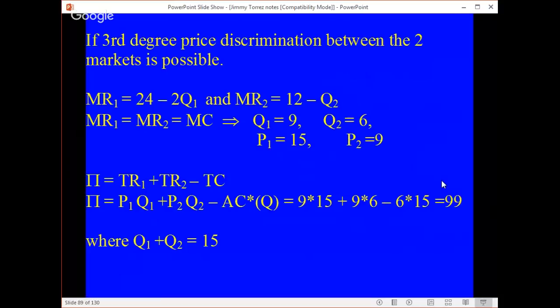And for group 1, I get a quantity of 9 and a price of 15. For group 2, I get a quantity of 6 and a price of 9. So which of these two groups has more elastic demand?